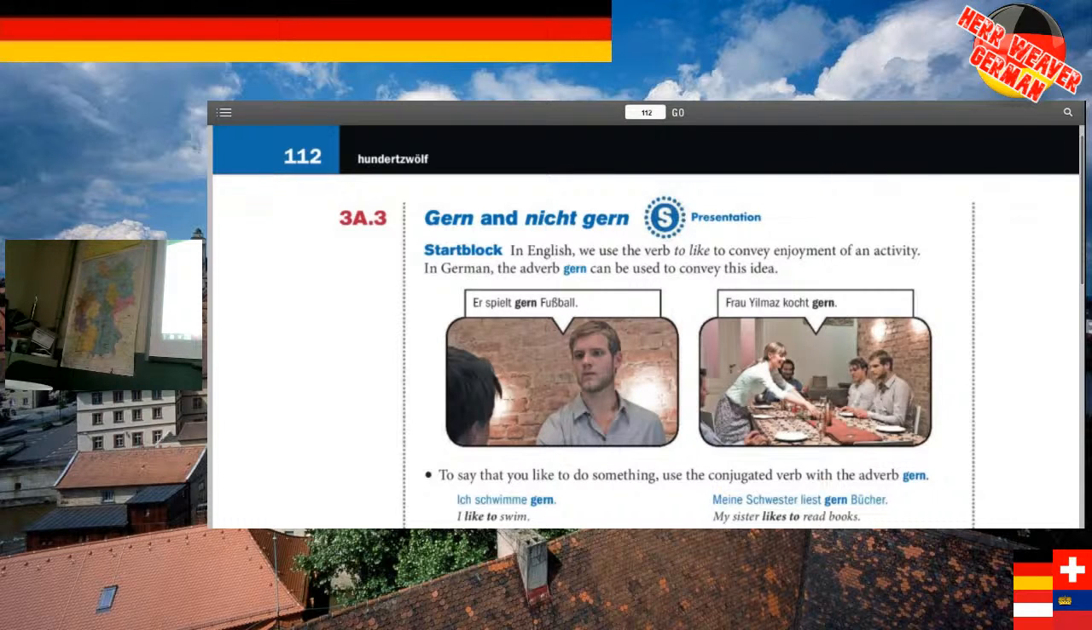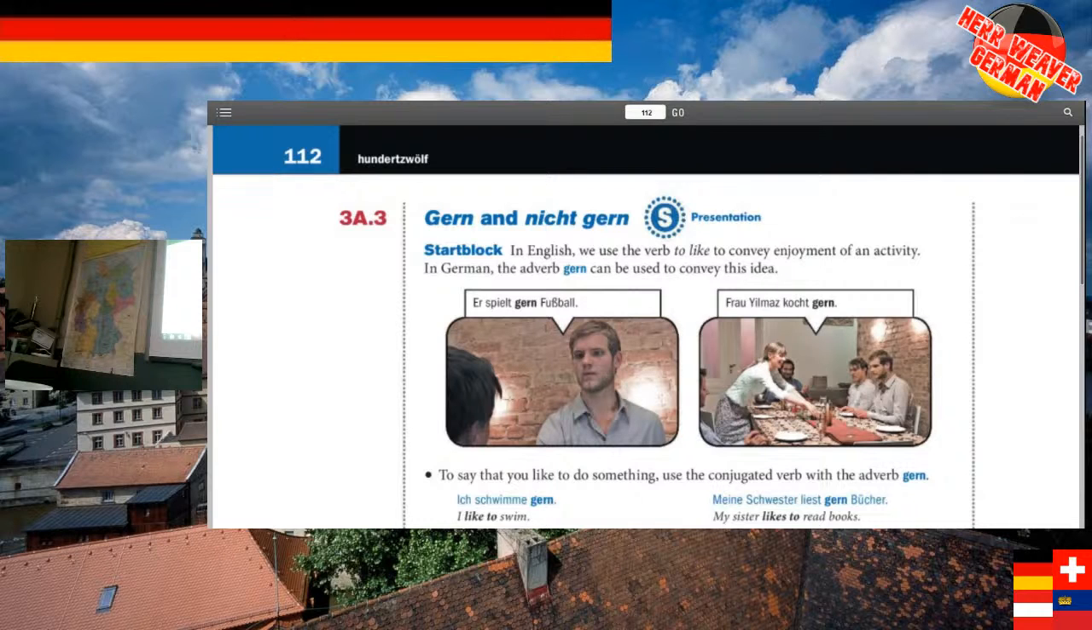We add gern and nicht gern, and it can kind of float around in the sentence a little bit. You could have nicht gern at the end. You could have it here. Let's say you had some gern. It could go here. The place you don't want to put it is between the subject and verb. Don't separate those two things, okay? Ich spiele, wir lernen. Keep those together. Don't separate it.